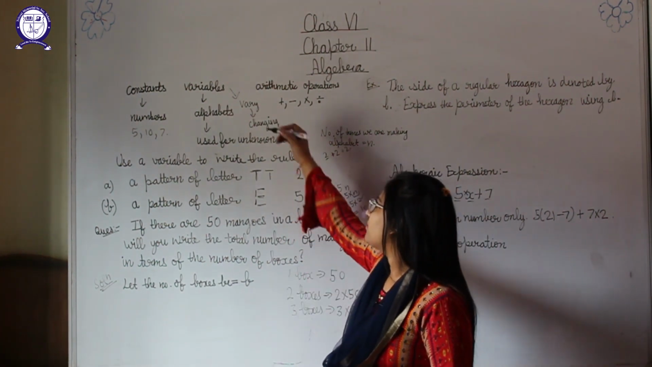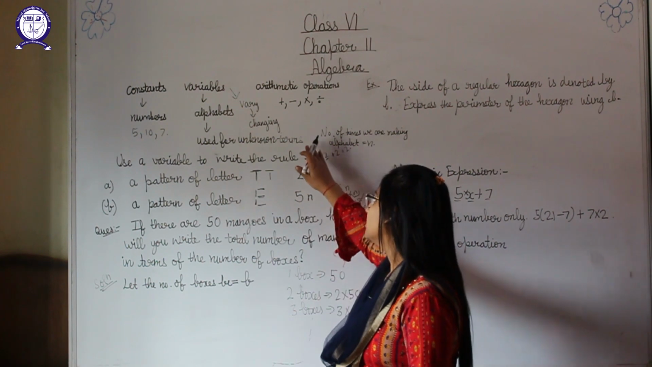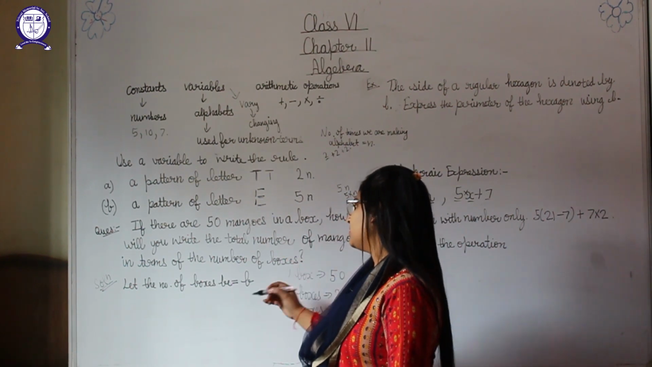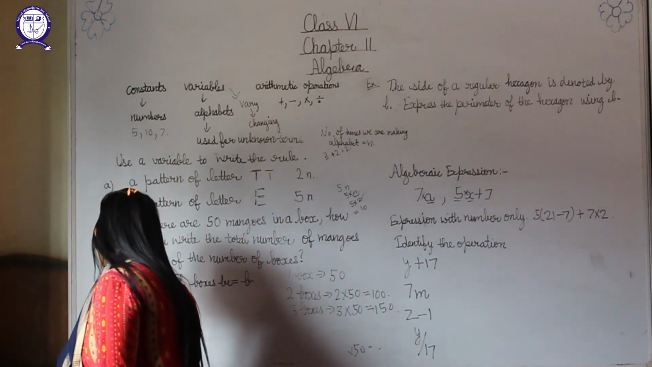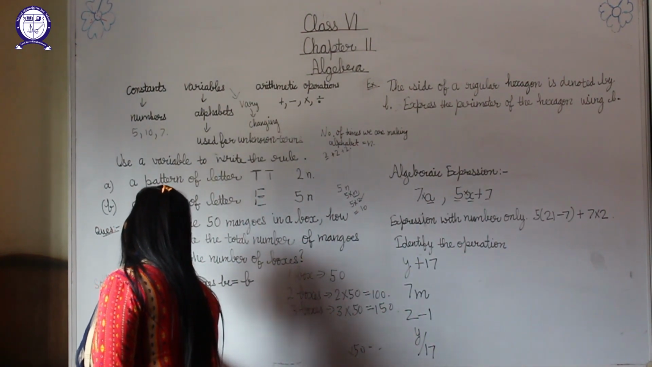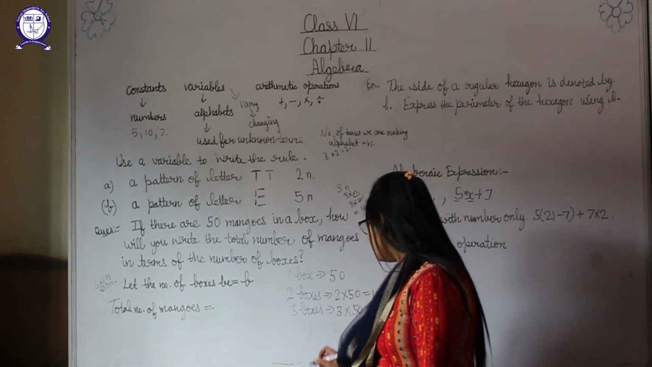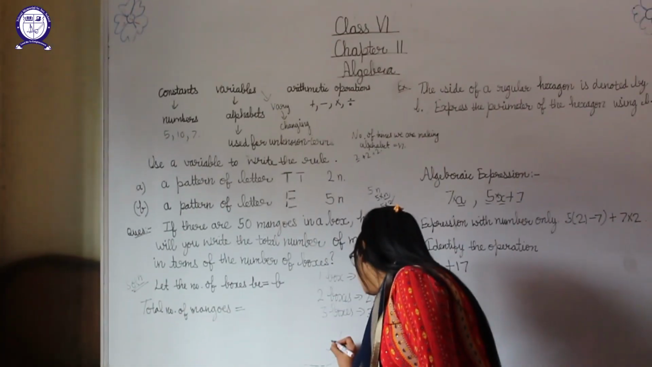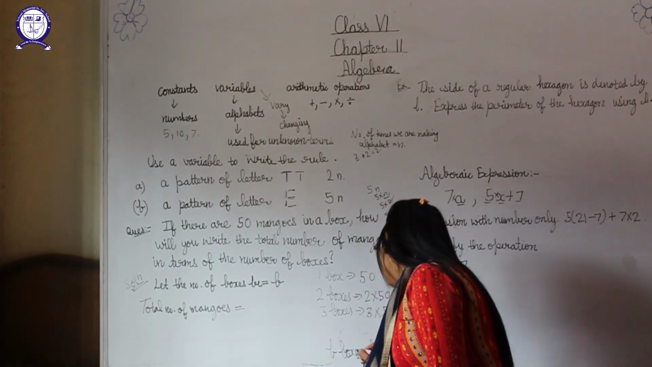I told you that B is an alphabet here, means it is a variable and its value can be anything. The boxes can be 50 also, 70 also, whatever can be the value of B here. Now the total number of mangoes will be, as we have to tell the answer for the total number of mangoes, equal to, as I told you, if there are 3 boxes then we multiply by 3. If there are B number of boxes, we have to multiply B with 50.